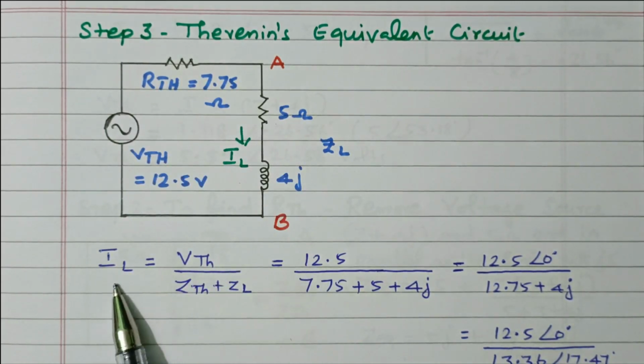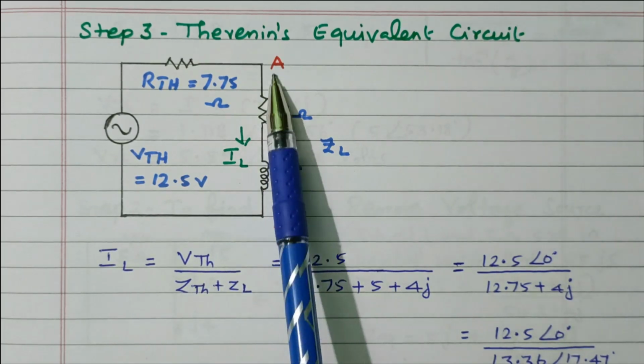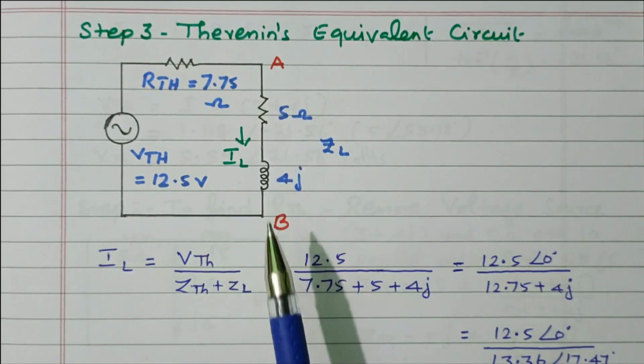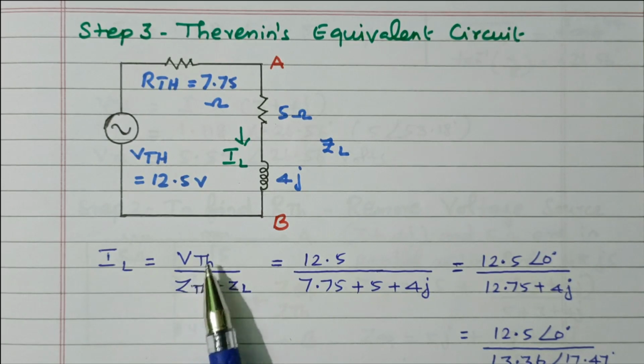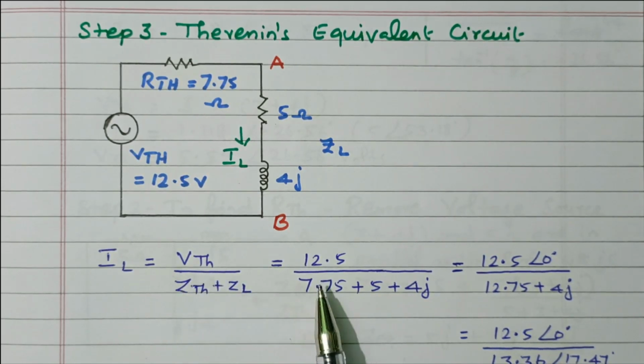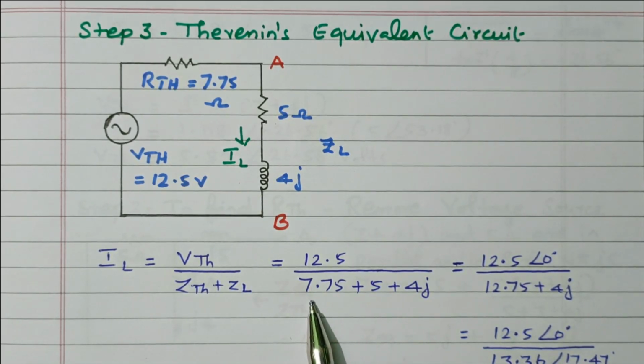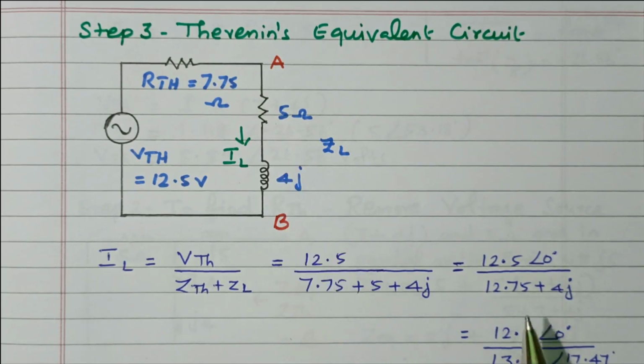Now from this you can easily calculate IL. Our aim is to find the current flowing through this load terminal 5 plus 4J. So I equal to V by Z, V Thevenin divided by Z Thevenin plus ZL. It is simplified now. So V Thevenin is 12.5. R Thevenin we calculated 7.75 plus 5 plus 4J, that is the load impedance. That is 12.5 with angle 0. By adding these two, 12.75 plus 4J.